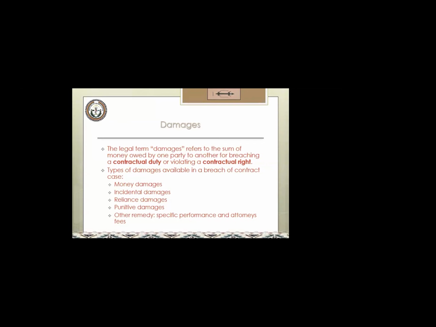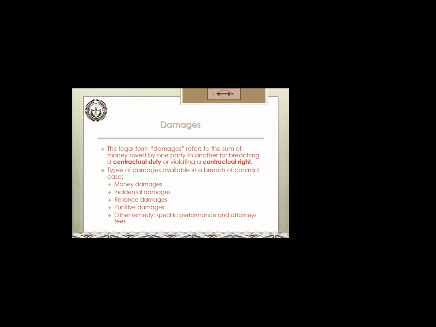You might be seeking money damages. You might be seeking incidental damages, reliance damages, punitive damages, or other remedies like specific performance. You might be requesting attorney's fees, if you had to hire an attorney to represent you and handle the breach of contract case on behalf of your company.